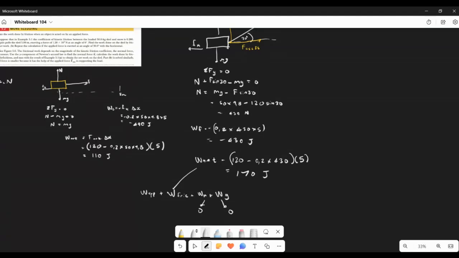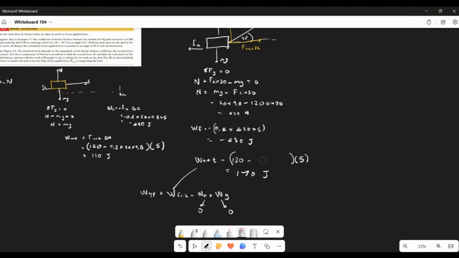Did I make a mistake somewhere there? 120. Is my coefficient right? There's a coefficient there again. 0.2, right? To be, yeah, I also get 170. What did I miss there? Oh, I see. Yeah, it's at an angle. Thank you. There we go.